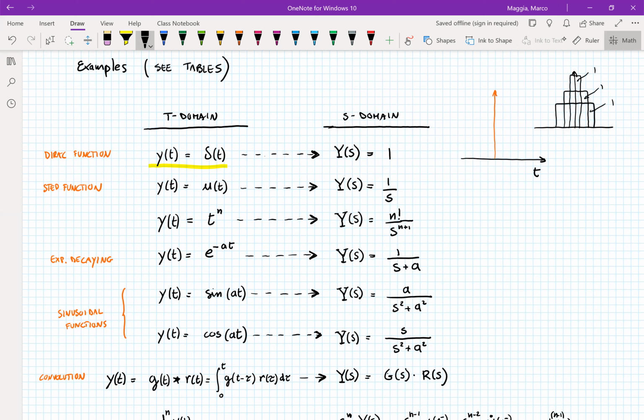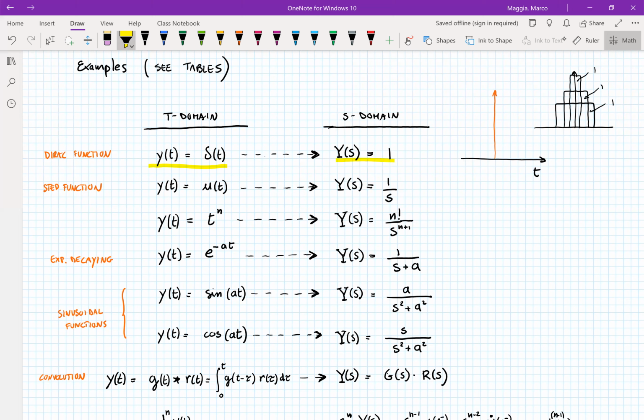It's something like if you hit a baseball with a bat, you give it an impulsive force. You can also think about it as something that happens very, very quickly, instantaneously, I should say. In the time domain, it is kind of difficult to define it, but in the S domain, in the Laplace domain, that is just equal to 1.